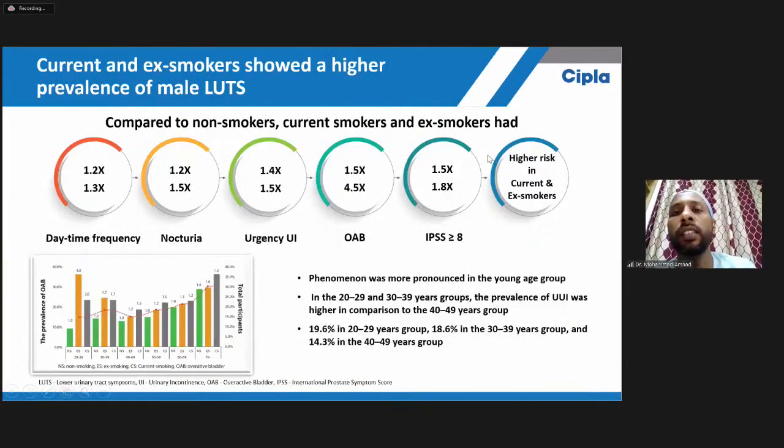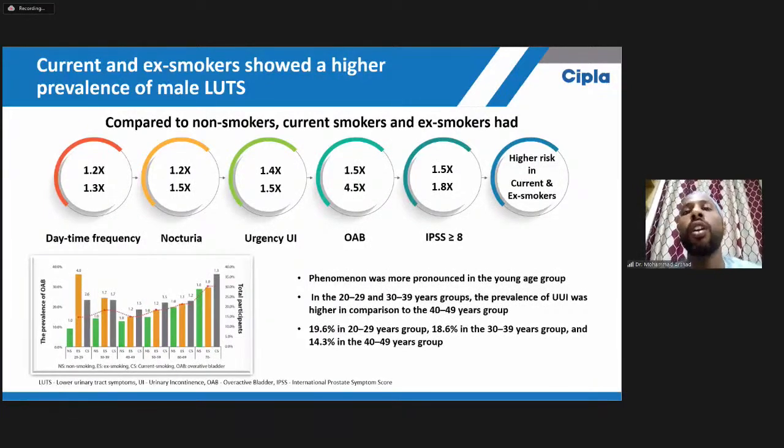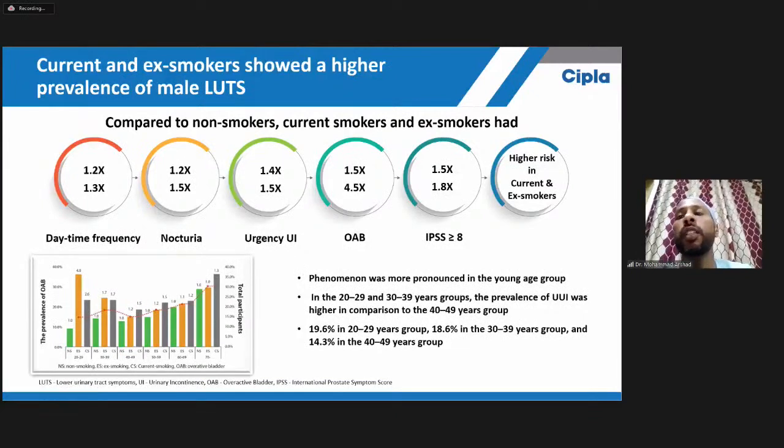The same researchers compared ex-smokers, non-smokers and smokers. They found that overactive bladder or storage symptoms are more common in current smokers, followed by ex-smokers, when compared with non-smokers. Frequency was around 1.3 times more, nocturia around 1.5 times more, and urge incontinence 1.5 times more. Overall overactive bladder syndrome was 1.5 to 4.5 times more in the smoker and ex-smoker groups. So smoking was clearly associated with poor quality of life in people who smoke.